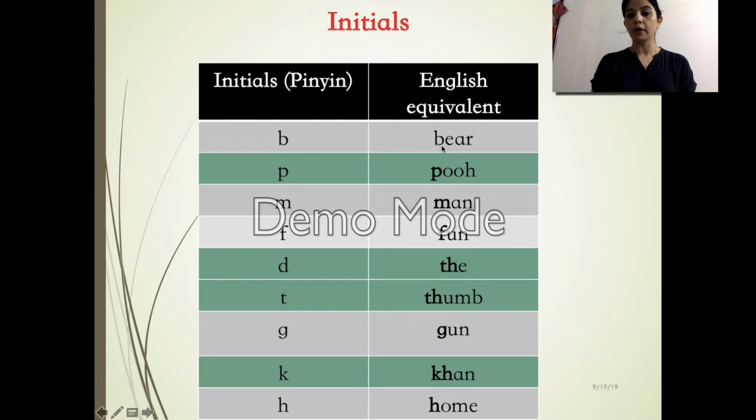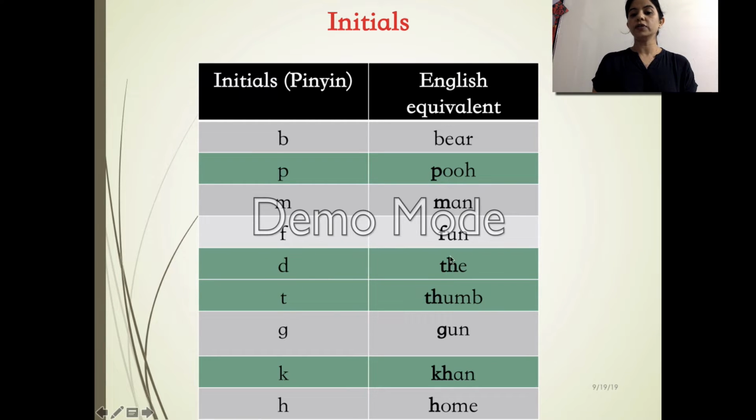So B is like b. Sometimes it also sounds like p, right? P is like p. How do you pronounce poo? Like so, p. Okay, so it's called an aspirated sound, where when you say p, there's air which should come out of your mouth, so it's not p. Then M has the same pronunciation as English, like ma. F again same as f.